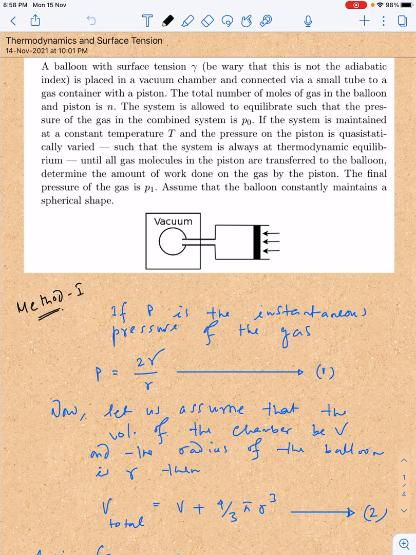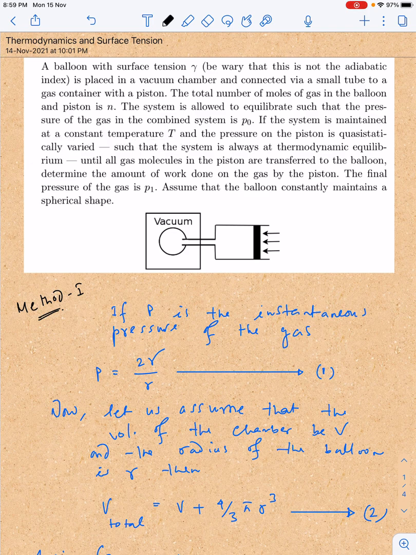So the statement of the question is saying a balloon with surface tension gamma, and don't get confused with the adiabatic exponent, is placed in a vacuum chamber connected with a small tube to a gas container with piston. The total number of moles of gas in the balloon and the piston is n. The system is allowed to equilibrate such that the pressure of the gas in the combined system is P naught, if the system is maintained at a constant temperature T. This is the point we have to remember while solving the question.